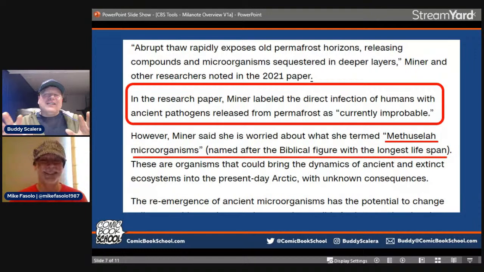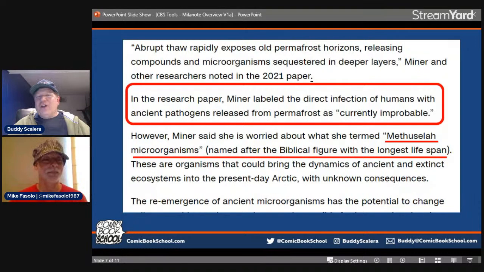I felt a lot better when she just said it was currently improbable, but when she named it the Methuselah microorganism, I knew, okay, well, that's it. You're casting, you know, Nicolas Cage is going to be in there, right? The Methuselah, right? He has to go stop the Methuselah microorganism. Yeah. Yep. All right. All for it.